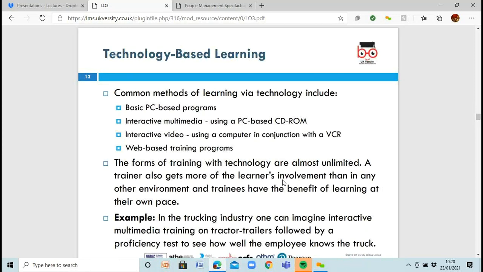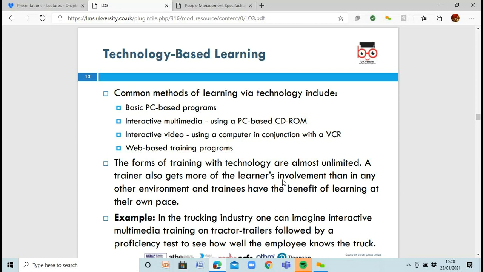And then we've got technology-based learning. So this is quite common nowadays. So you've got basic PC programs. You've got interactive multimedia, so obviously using a laptop or a PC. Got interactive video, so you're using computers, obviously, when you're watching a video. You've got web-based training programs as well.